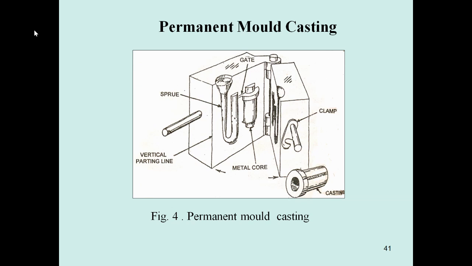We can see the parts here. The bottom one is the casting product. Here you can see a casting and metal cores. So these are the metal cores. Next, vertical parting line, screw pins, gates and clamps. So that is permanent mold casting or gravity die casting.